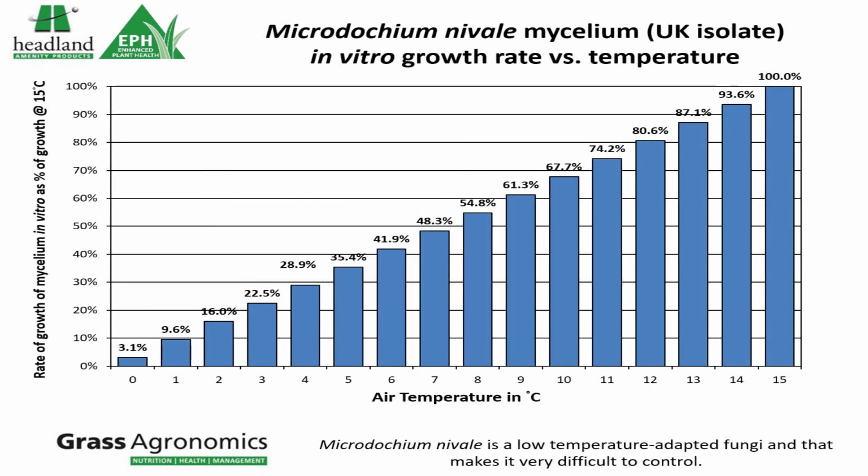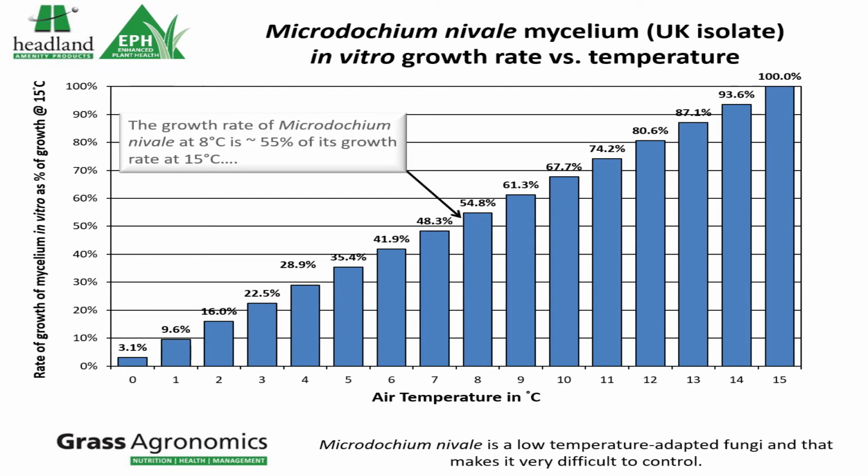If we take some UK obtained Microdochium and plate it up in the lab, by exposing it to different temperatures, we can see that this pathogen is very well suited for low temperature scenarios, growing at 55% of its full potential at 8 degrees C. What may be a surprise though is that there is still enough growth right down to 0 degrees centigrade. This means that although the development is checked at this point, it's far from being eradicated.